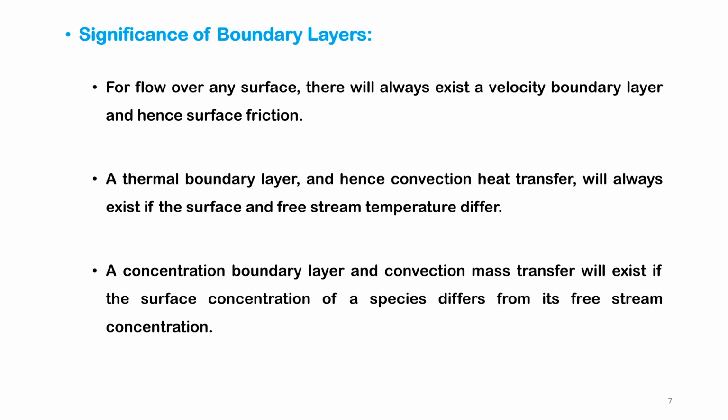So now let's talk about the significance of boundary layers. The idea is simple. As long as you have a flow of fluid above a solid object, there will be a velocity boundary layer. As long as there is a flow and there is a solid surface, with a fluid flowing above it, you will have a velocity boundary layer, and that's also going to have surface friction as long as mu is not equal to 0. So as long as mu is greater than 0, you will have this.